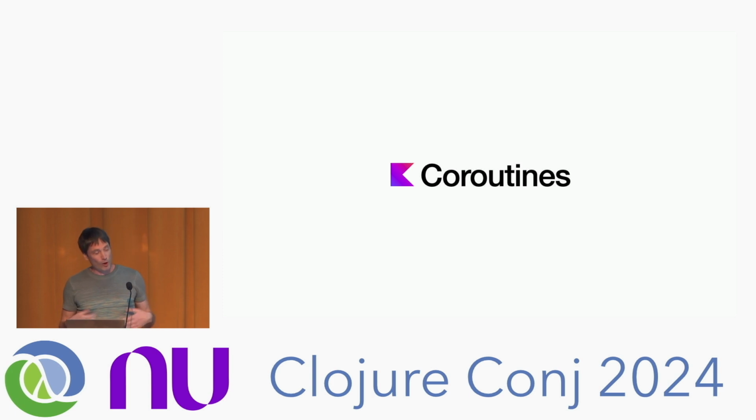Kotlin uses coroutines as its concurrency primitive. And coroutines are really, really nice. They're a little bit like Java virtual threads, although they're not quite as transparent as that. But you can think of them conceptually as similar to core.async, basically.